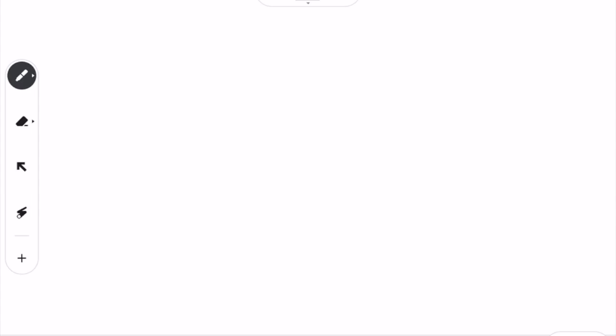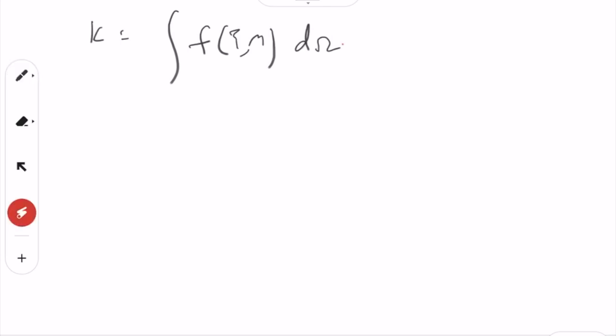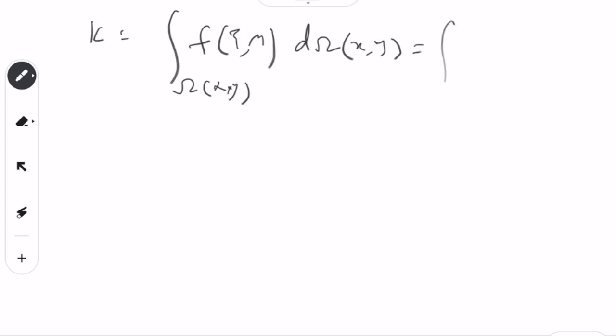In order to find out k, you have some function f, which will be a function of xi and eta, and then you are going to integrate, right? So this will be written like d omega, where omega is the original domain. Again, remember this: we wrote this as a function of x, y, and then we converted it into the omega xi eta system, and this f.